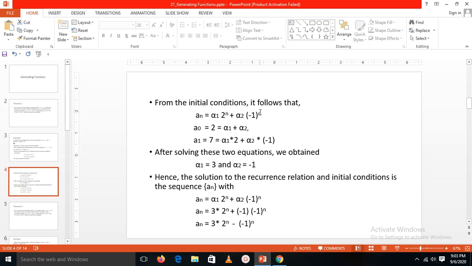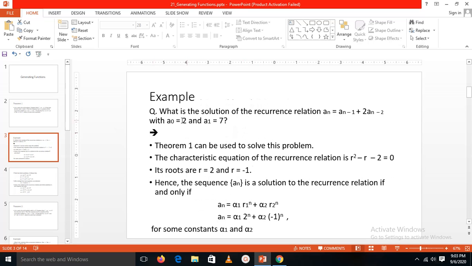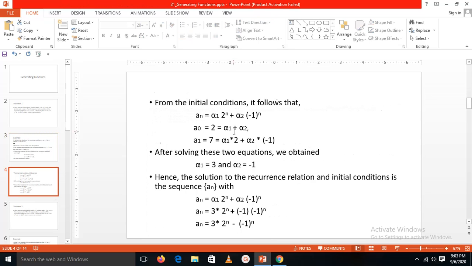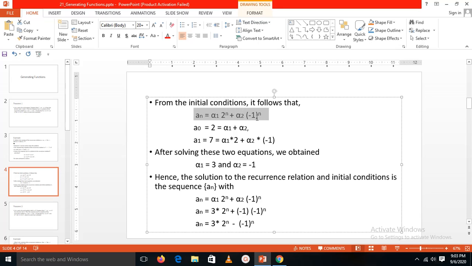From the initial conditions it follows that... So what are our initial conditions? See here, these are our initial conditions: A0 is equal to 2 and A1 is equal to 7. So use these initial conditions here. An is equal to alpha 1 times 2 raised to n plus alpha 2 times minus 1 raised to n. This equation we obtained by putting in the values of r.